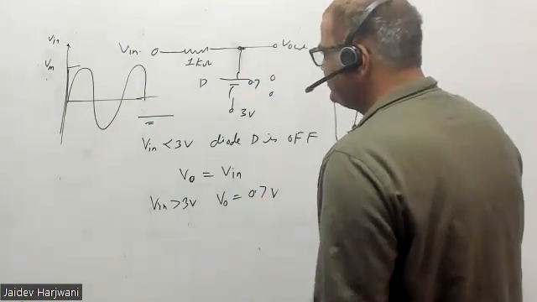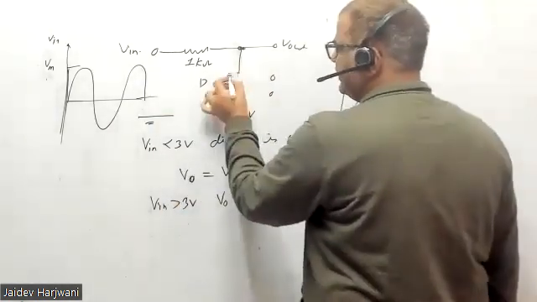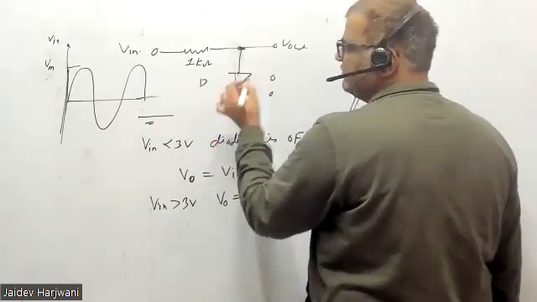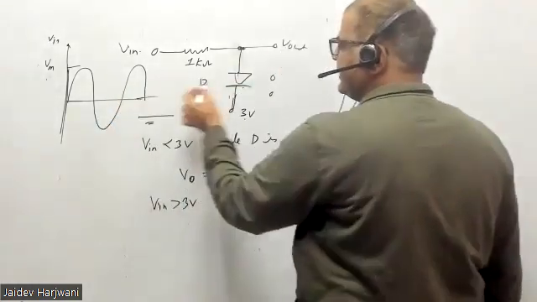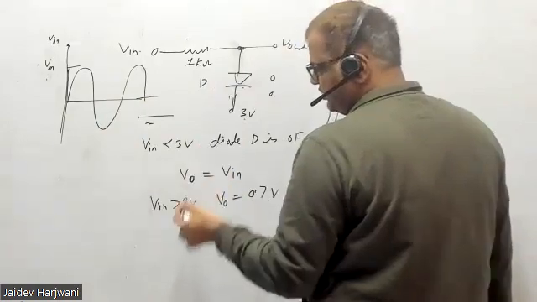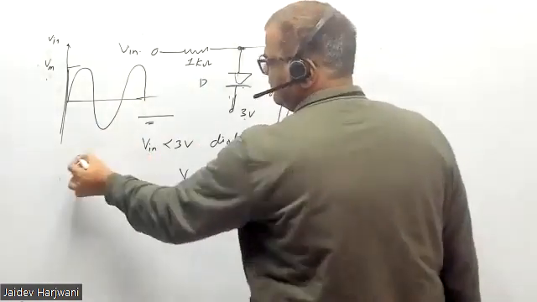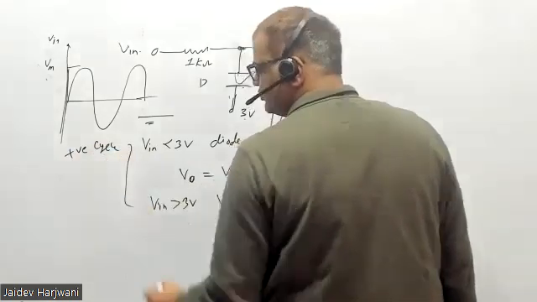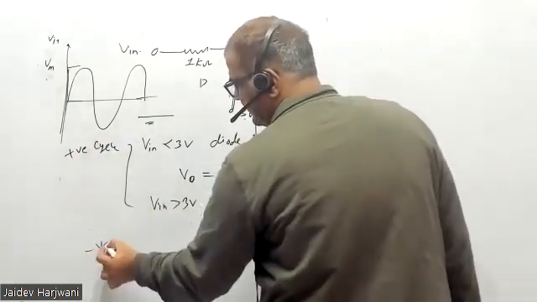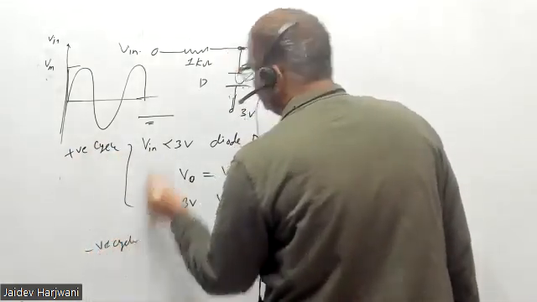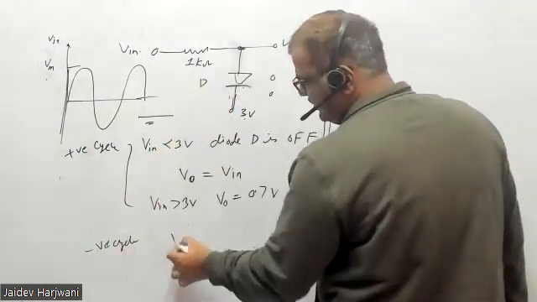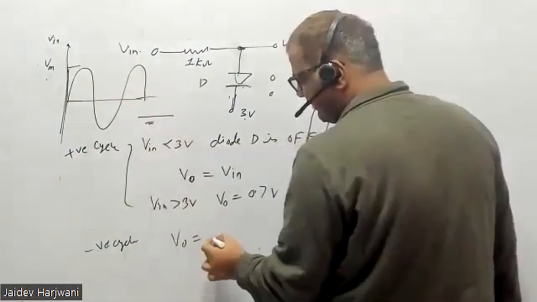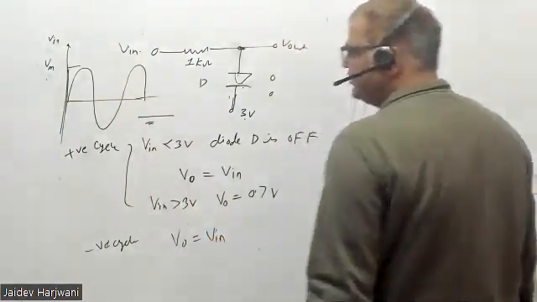And if you see the negative cycle, it is already reverse biased, so it will always be off. Here I am talking about the positive cycle, where you have to see these two cases. For the negative cycle, since the diode is always off, your V output will always be equal to your V input, whatever is coming.